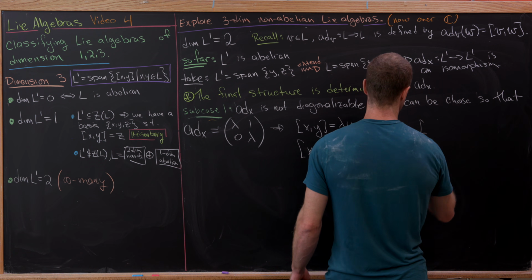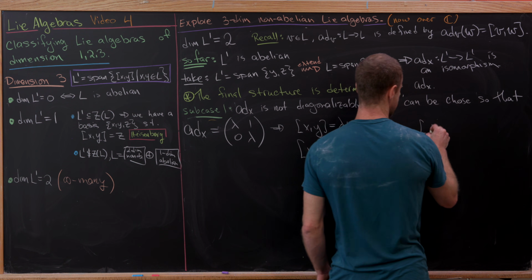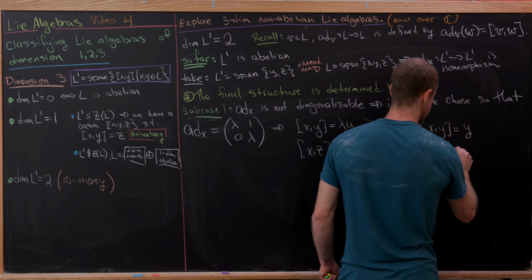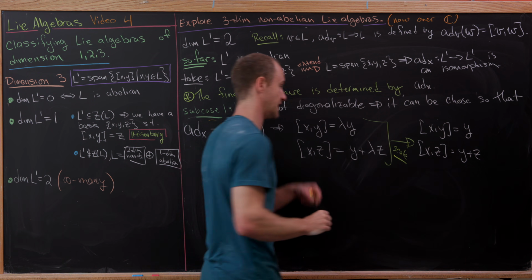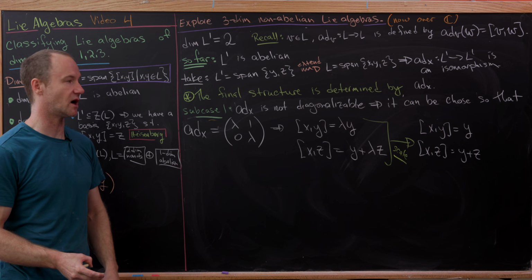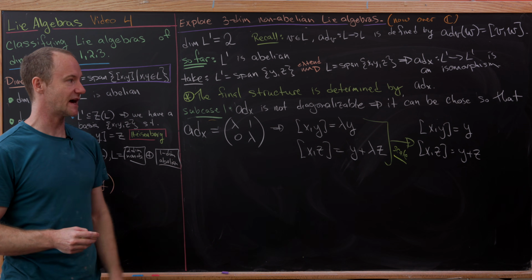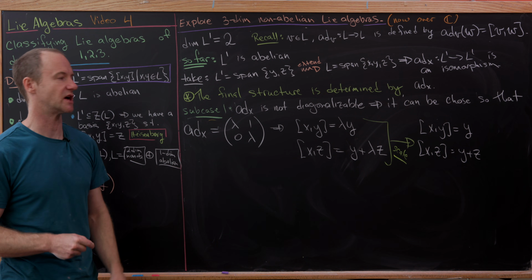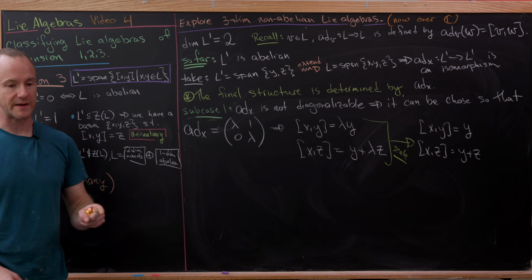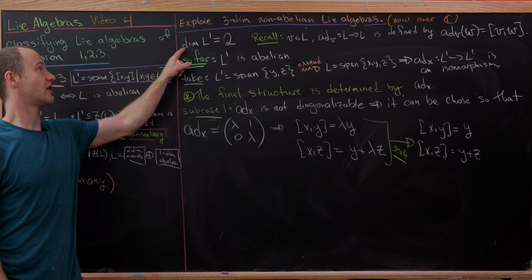It's not too hard. So like I said, here we can scale x and y so that we get [x, y] equal to y, and then [x, z] equal to y plus z. That kind of thing is possible in all of the cases where ad x is non-diagonalizable over the complex numbers. So that means in this non-diagonalizable class, there's only a single Lie algebra, and it's the one that we're building like this over here. Okay, so let's move on to the next case where the dimension of the derived subalgebra is 3.